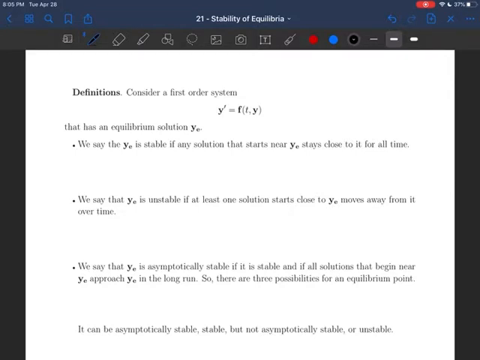Now, suppose that we have a first-order system, y prime equals f of t and y, and that it has an equilibrium solution. So remember, an equilibrium solution is a constant that solves this differential equation. So that would be a constant you can plug in here and have it come out to 0 on the left and also be equal to 0 on the right-hand side. So given an equilibrium solution, what does it mean to say that a solution like this is stable? Well, what we mean is that if a solution starts close enough to the equilibrium, then it will stay close to the equilibrium for all time.